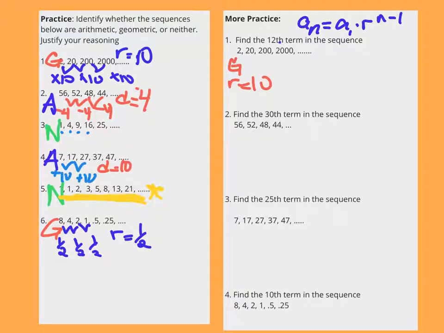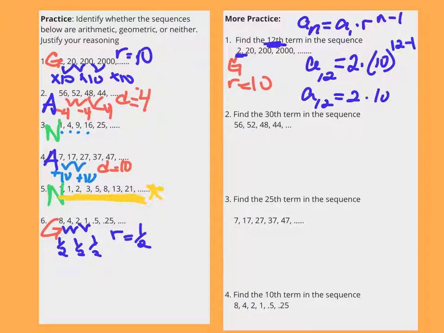So here we're looking for the 12th term. That's my n value. So I'm going to put a sub 12 is equal to the first term in my sequence, which is 2, times the ratio, which is 10, and then I'm going to go to the n minus 1 power. N is 12. 12 minus 1 power. So I'm going to look at the 12th term is 2 times 10 to the 11th power. That's going to be a pretty big number, and unfortunately, I don't have my calculator with me, so I'm going to let you figure that one out.